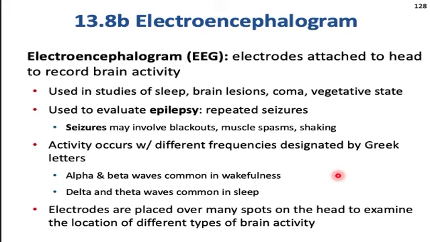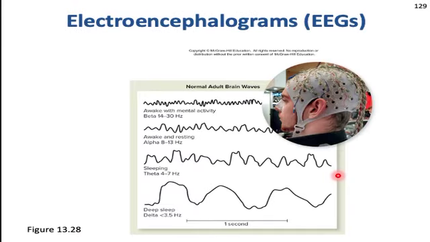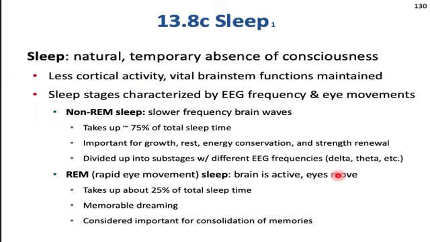Alpha and beta waves are common when we're awake, and delta and theta are common when we sleep. The electrodes are placed on the head, and then we examine the different types of brain activity, and you can see some of the different waves here. Okay? Now, sleep is a temporary absence of consciousness that's vital to normal brain function.